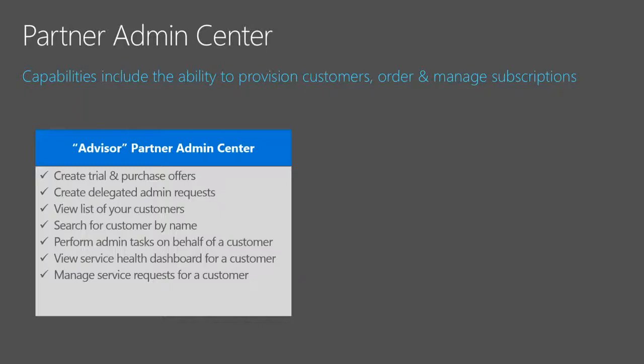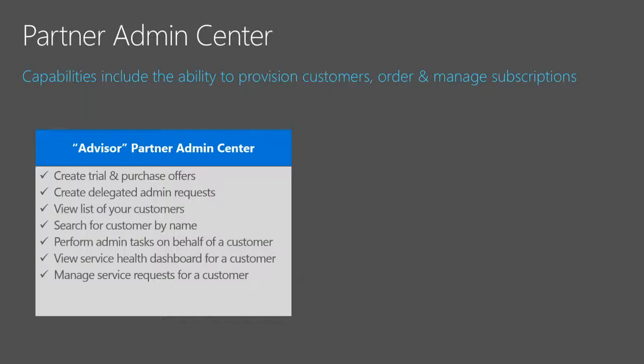It's also the starting point to perform admin tasks on behalf of your customers. For example, if you have a customer, you can configure Exchange, Lync, SharePoint, whatever that customer is entitled to based on their subscriptions. The Partner Admin Center is your starting point for performing those tasks on behalf of the customer. And then you can also manage service requests for the customer, meaning the customer has a problem and is calling you. You can actually use this experience to create a support ticket on behalf of your customer and then manage that support ticket throughout its life cycle. So that's the core Partner Admin Center.